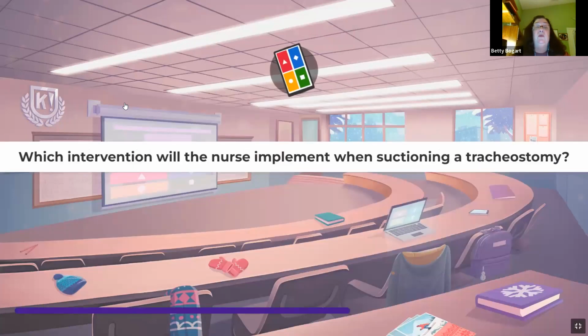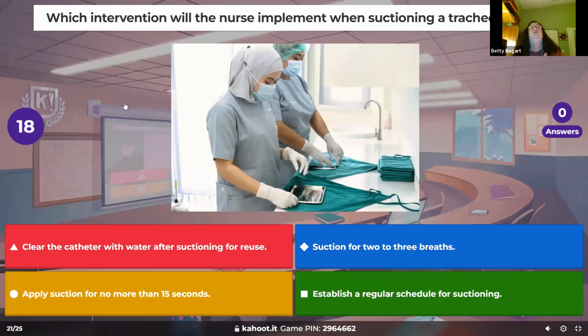Which intervention will the nurse implement when suctioning a tracheostomy? That's a tube that goes into the trachea from the neck.